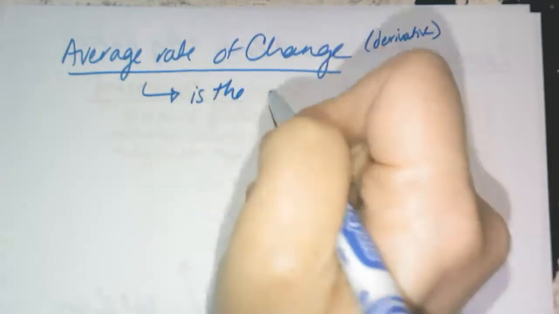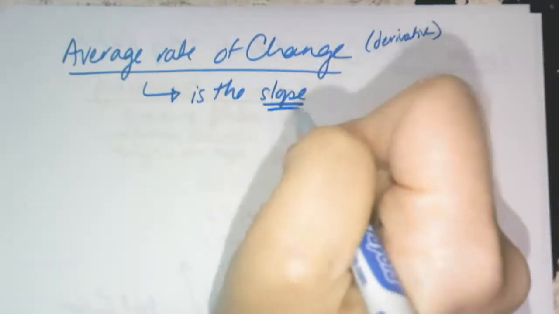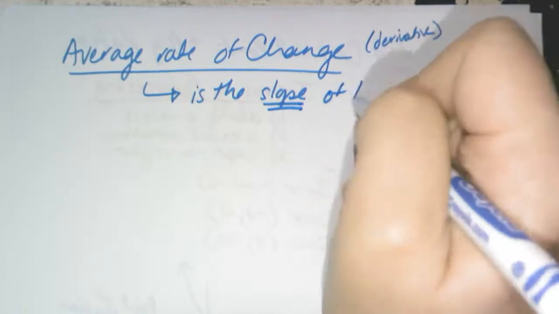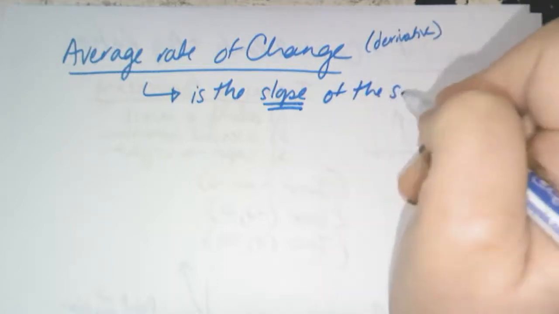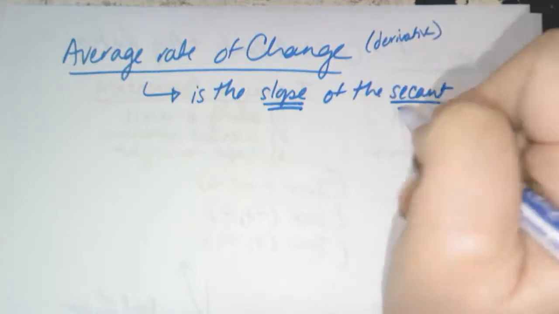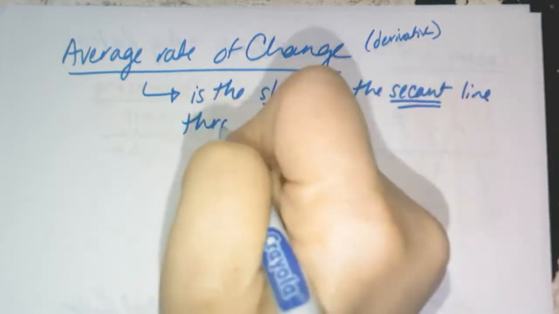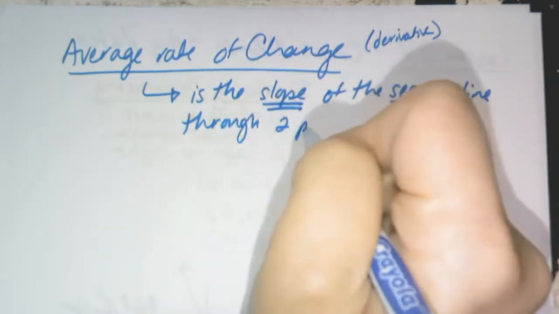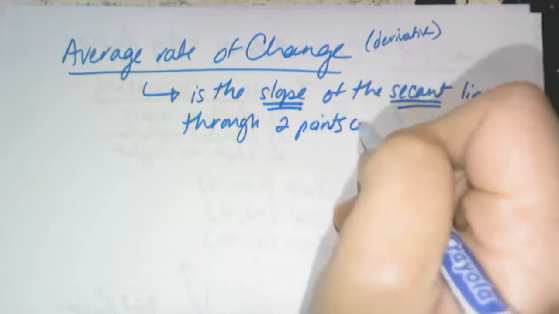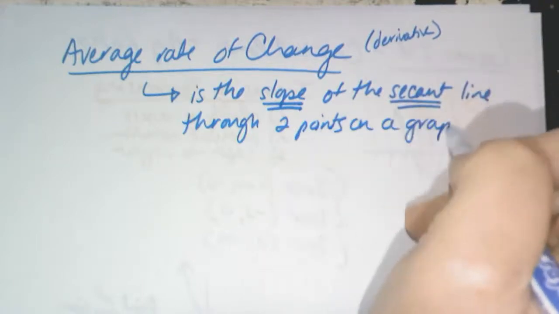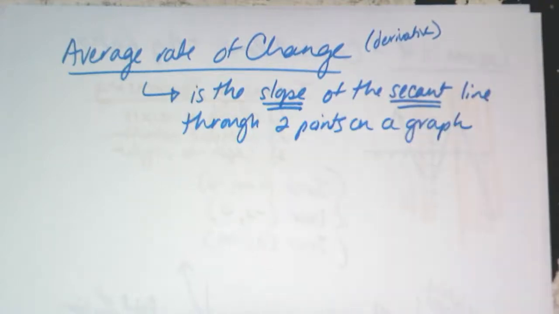The average rate of change is the slope of the secant line through 2 points on a graph. The slope of the secant line through 2 points on a graph.